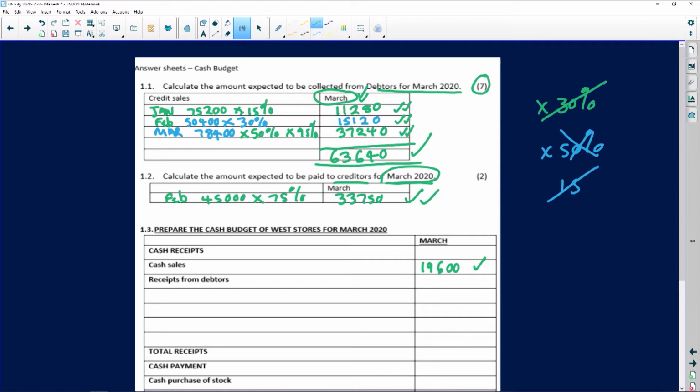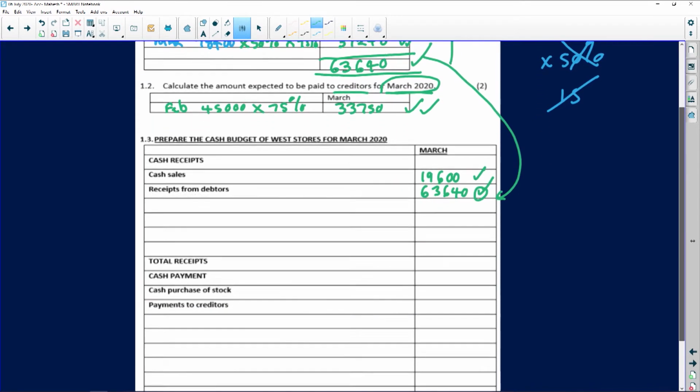Then receipts from debtors is what we calculated earlier on. So remember, the amount expected to be collected from debtors, this calculation here, guys, is the amount that we're now taking through to our cash budget. So we are expecting to receive 63,640, and that would definitely be a method mark in the event of you getting the answer incorrect. So just take note of that. Right, cash sales, cash receipts, or receipts from debtors completed.